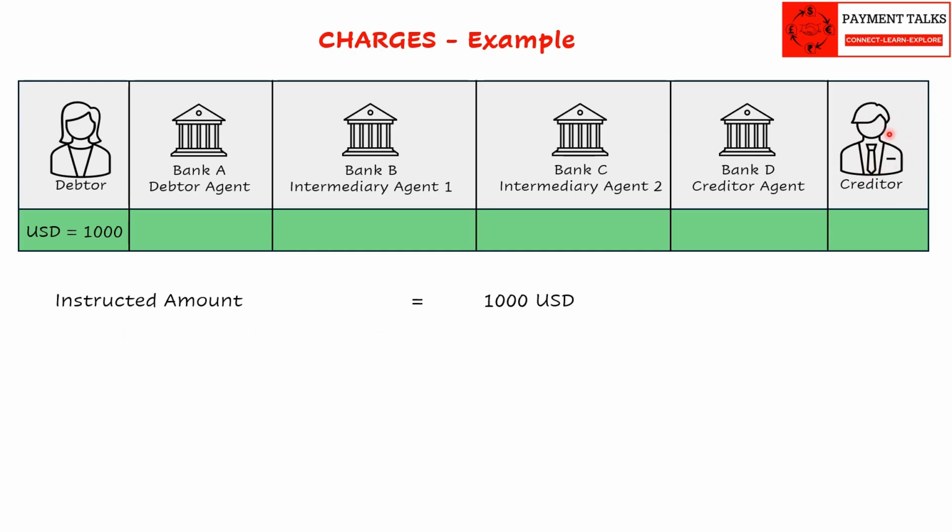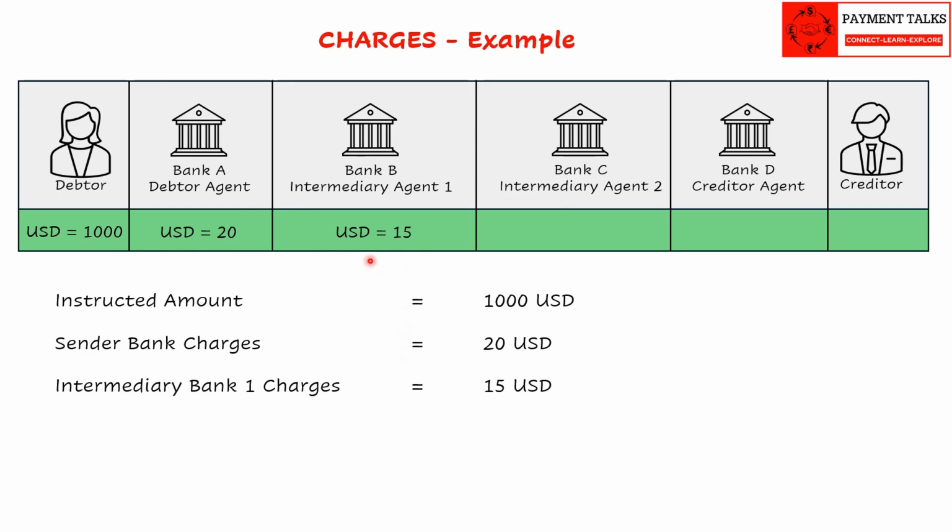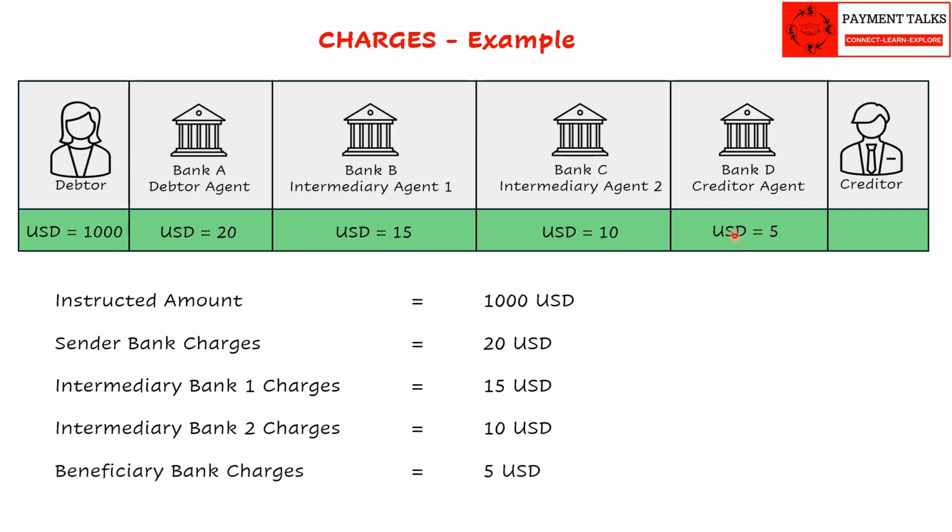The debtor agent is Bank A and the creditor agent is Bank D. Bank B and Bank C are intermediary banks. Bank A, which is the sender bank, has charges of 20 USD. Bank B, which is intermediary bank 1, has charges of 15 USD. Bank C, which is intermediary bank 2, has charges of 10 USD. Bank D, which is the beneficiary bank, has charges of 5 USD.